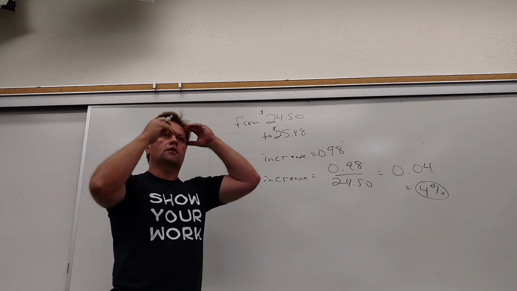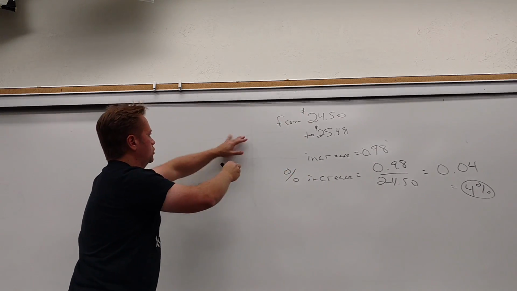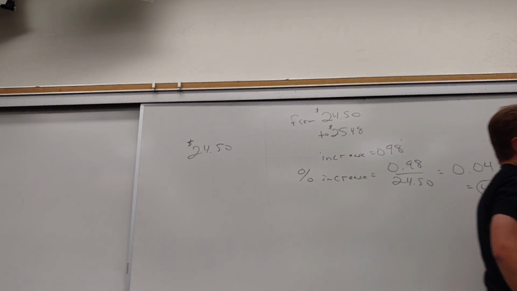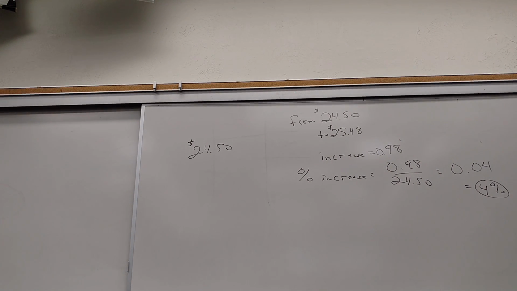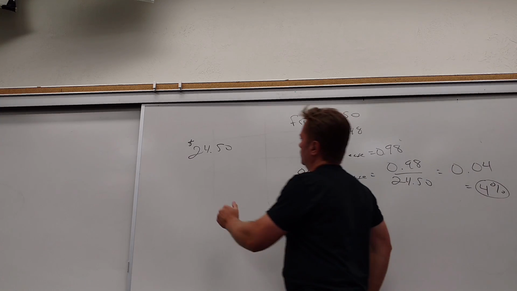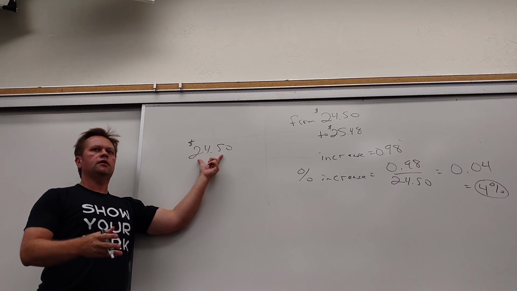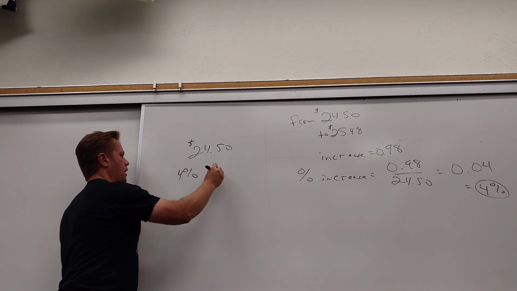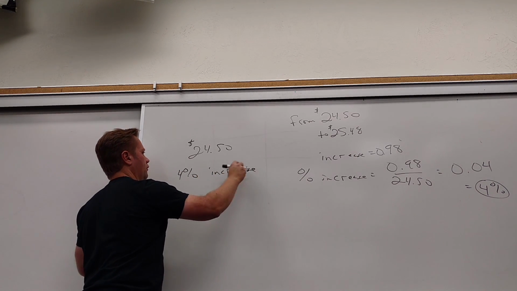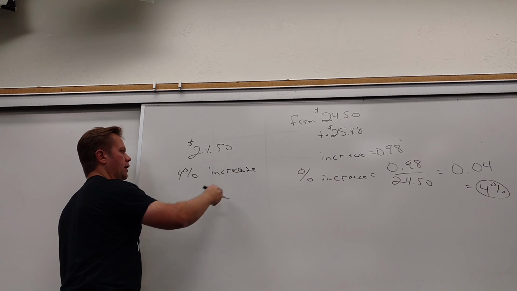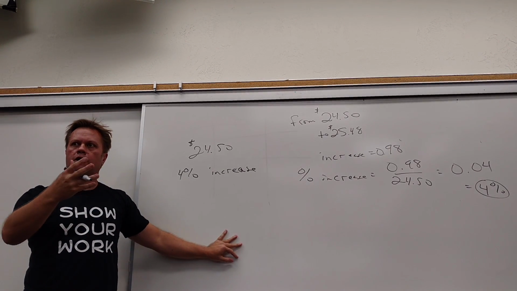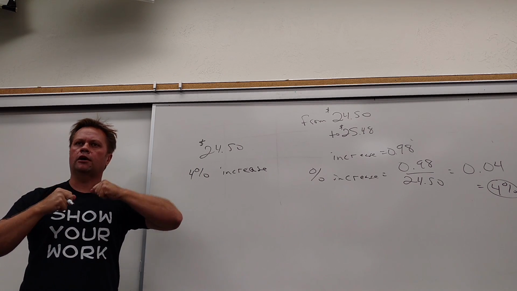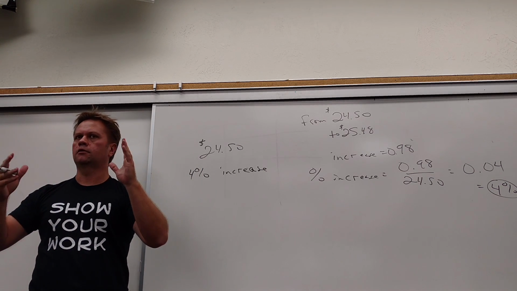Now, real quick. So she was making $24.50, right? It was what she was making, $24.50 an hour. If I told her, okay, I'm going to give you a 4% pay increase, how would I figure out what her new salary is, what her new wages are? How would I figure that out? I'm going to give her a 4% increase. How would I figure out her new pay?